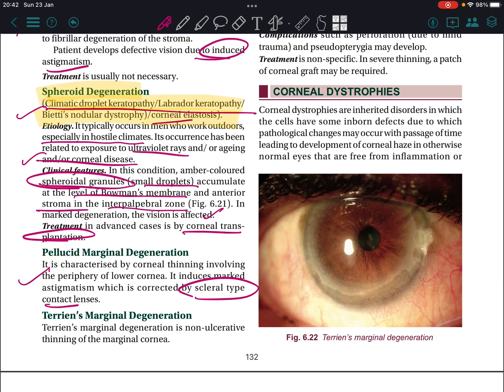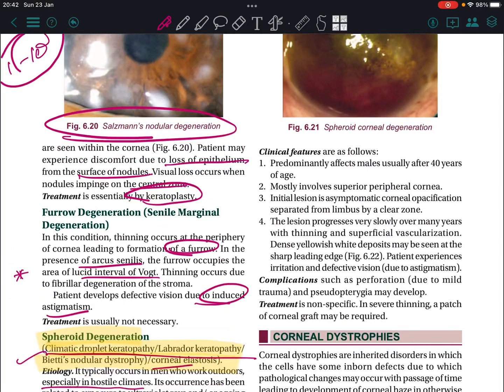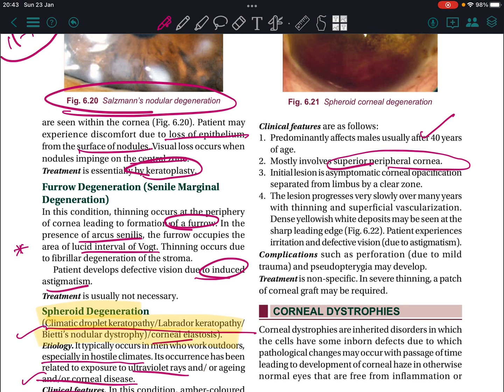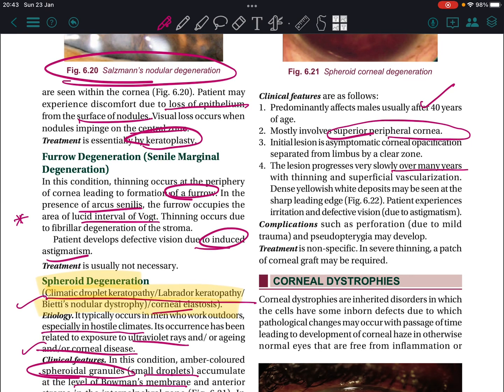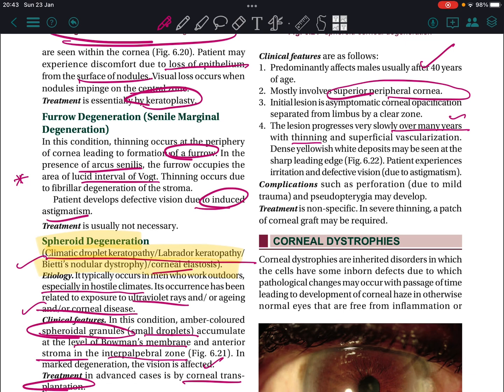Terrien's marginal degeneration is non-ulcerative thinning of the marginal cornea. Clinical features are as follows: it predominantly affects males, usually after 40 years, and most often involves the superior peripheral cornea. The initial lesion is asymptomatic, with corneal opacification separated from the limbus by a clear zone. The lesion progresses very slowly over many years, with thinning and superficial vascularization. Complications such as perforation and pseudopterygia may develop.